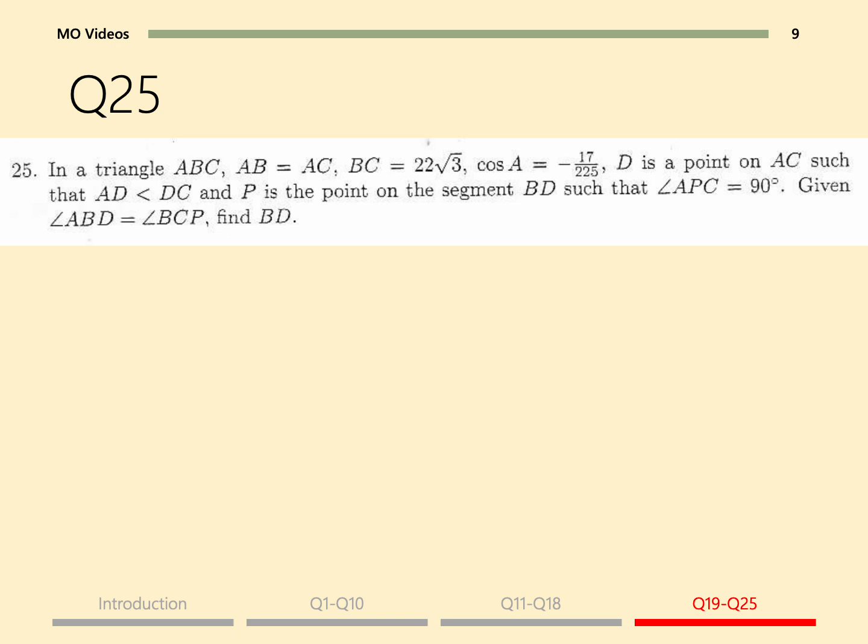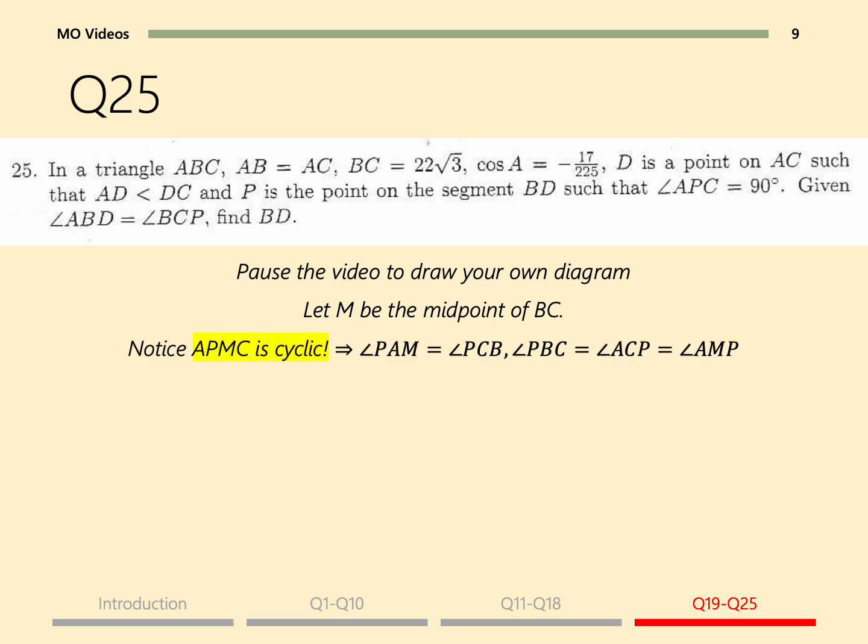In question 25, we are tasked with a chase. So I encourage you to draw your own diagram as you'll have to in the contest. So the first step in this chase is to consider midpoint M of BC, for no other reason than the utility of cyclic quadrilaterals. Here, the cyclic quadrilateral is APMC, since angles APC and AMC are right.